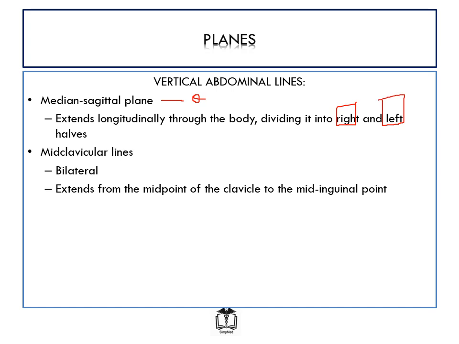Then we have the mid-clavicular line or mid-clavicular planes. The mid-clavicular planes are bilateral. So there's the right mid-clavicular plane and there's the left mid-clavicular plane. This is the plane or line that tends to extend from the midpoint of the clavicle all the way to the mid-inguinal point. We get to know about the mid-inguinal points when we talk about the module under the inguinal region. But the plane cutting across the clavicle to the mid-inguinal points is the mid-clavicular plane on the right side and the left side, and it is useful in dividing the abdomen into the nine regions.